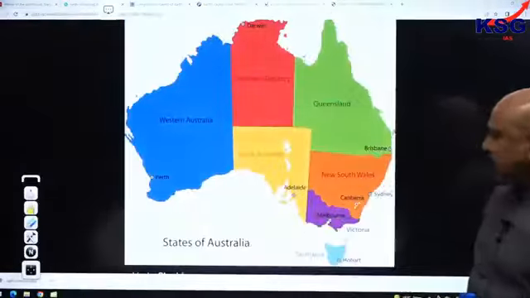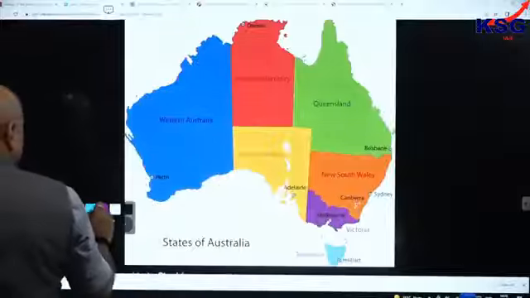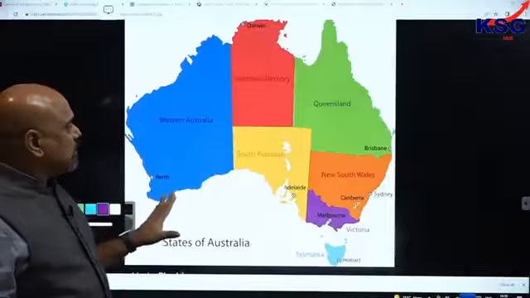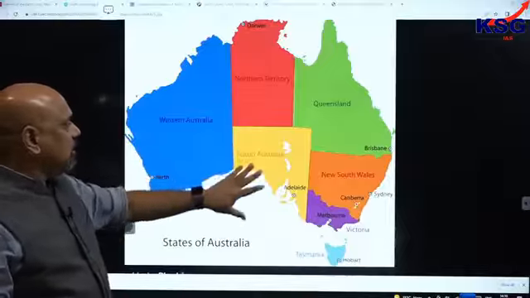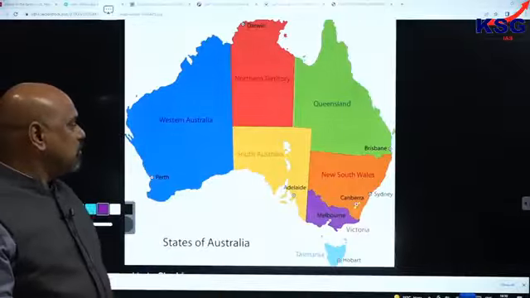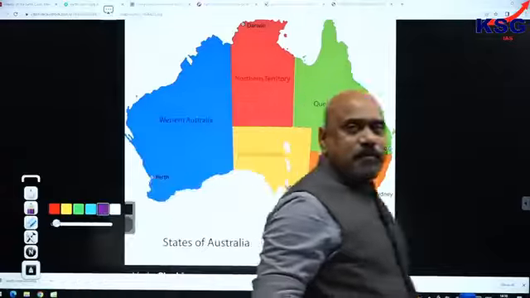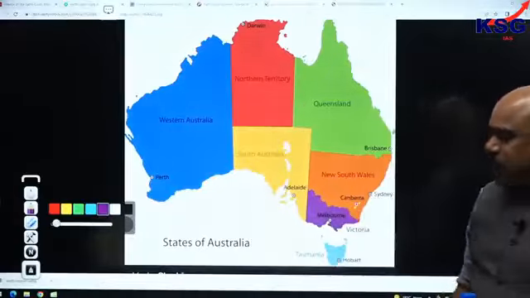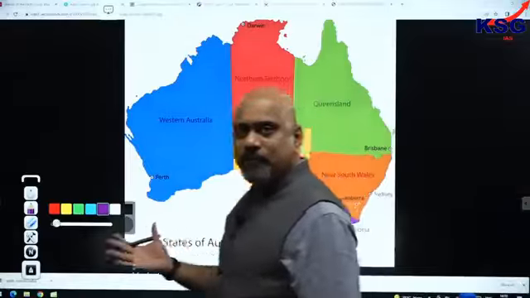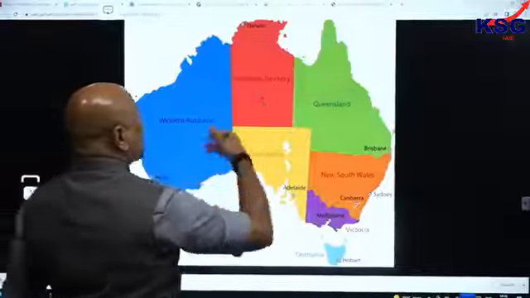Now it is clear, I think. This is the political map of Australia. See here: Northern Territory, South Australia, Queensland, New South Wales. Melbourne is in Victoria province. This is the political map of Australia, showing the different states.